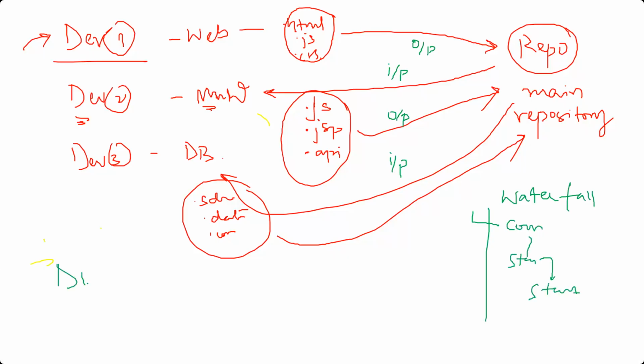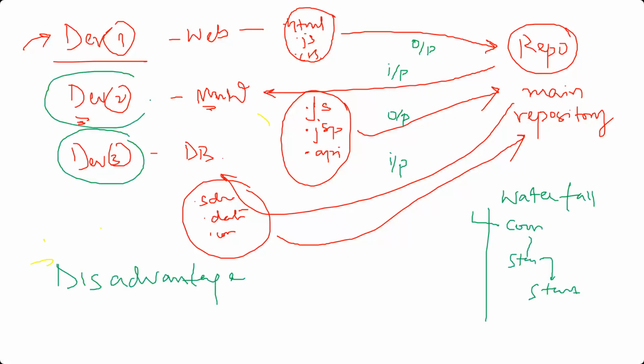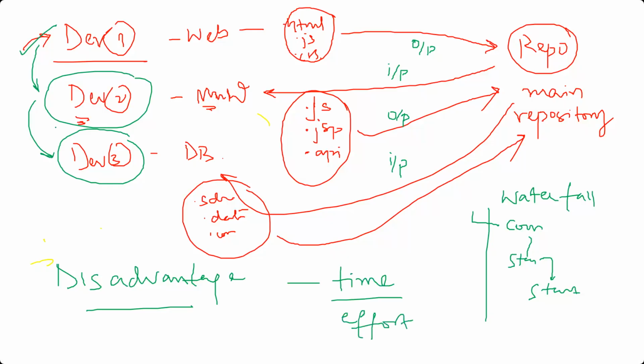The primary disadvantage of this model is you have to keep the downstream teams waiting until the teams on the top complete the work. That is the primary disadvantage. So you are wasting people's time and effort, so that the output needs to be moved to the main repository, and then it becomes an input to the other repository.